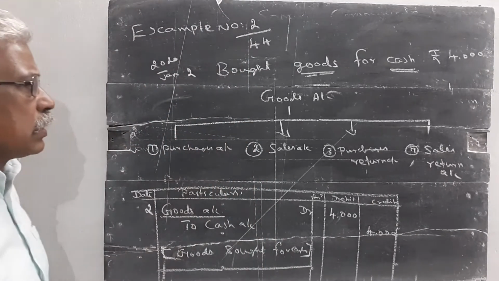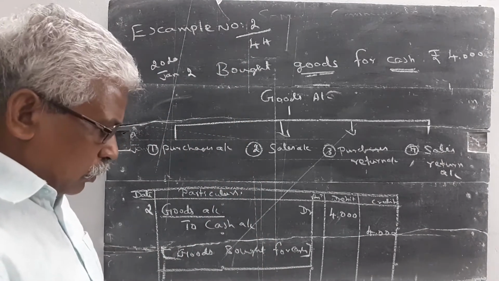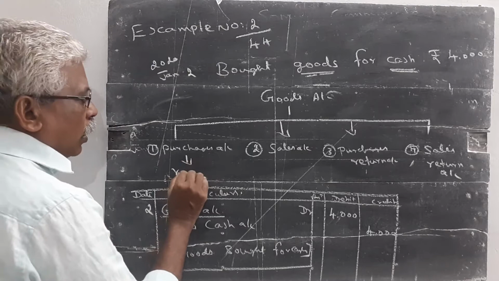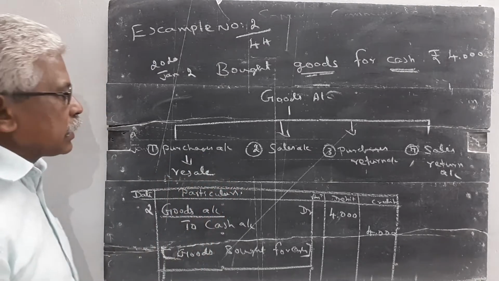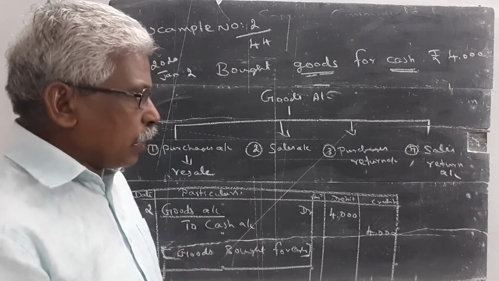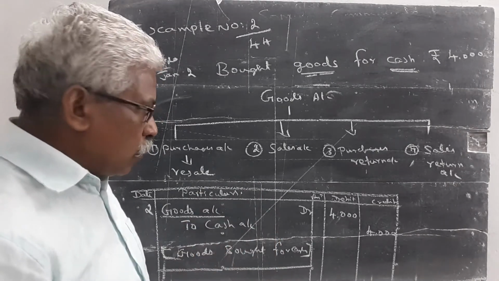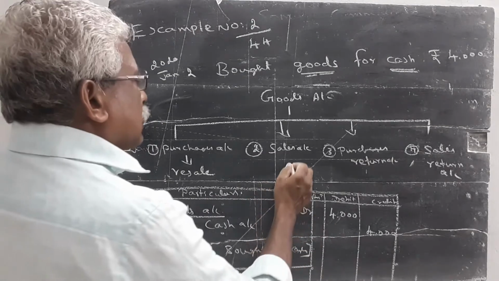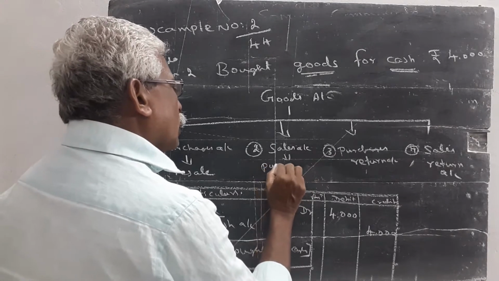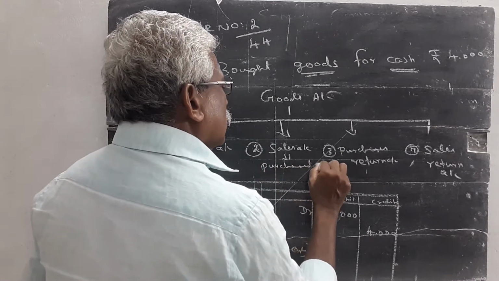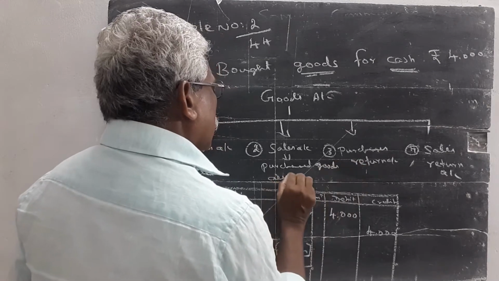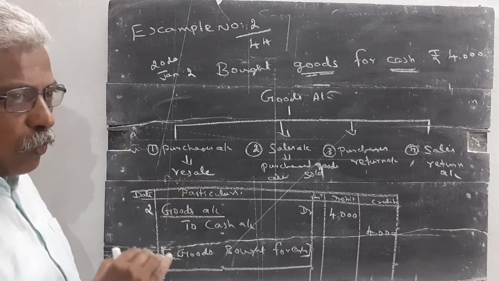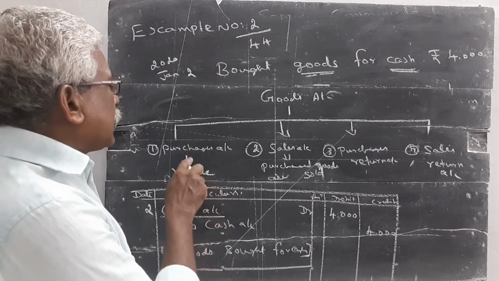What is the meaning of purchases? We purchase some goods. Any goods purchased for the purpose of resales, then only it is considered as a purchases. We purchase the goods, we are doing one business, and the purchased goods are sold. Then only it is considered as a sales. When the purchased goods are sold, it is called as sales. When any goods is purchased for resales purpose, then only it is considered as purchases.